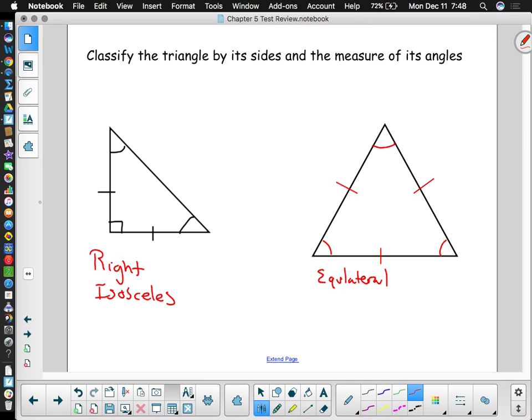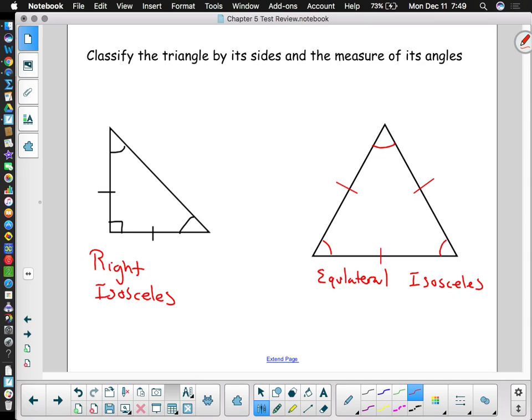Triangle, no. Descriptive name of the triangle, yes. This one is actually isosceles, yes. But what else? This one is a special one. It has 4 names. 4, yeah.